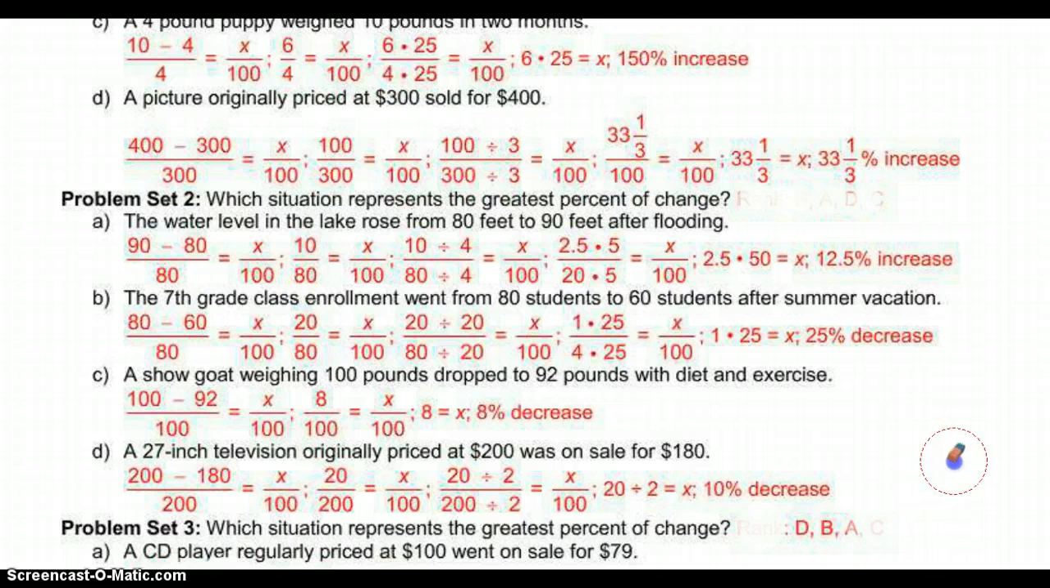And then again, if we look at our ranking, we have B, which is 25%, then A, which is 12.5%, and D, which is 10%. Then, of course, C, which is 8%.